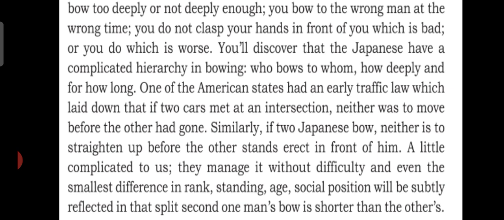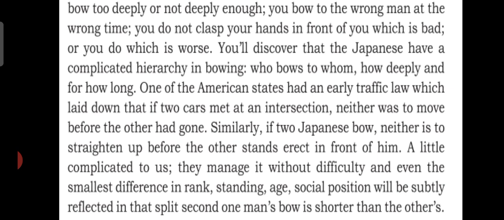They keep in mind the rank, standard of a person. What job you are doing? What is your rank? What is your position in the family maybe? Whom you are to bow? Whom not to bow? Everything they know. So, you bow to the wrong person at the wrong time. Sometimes we do that. You do not clasp your hands in front, which is bad, or you do, which is worse. You will discover that the Japanese have a complicated hierarchy in bowing. Who bows to whom, how deeply and how long.